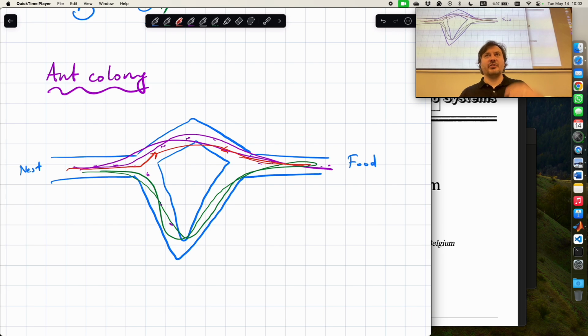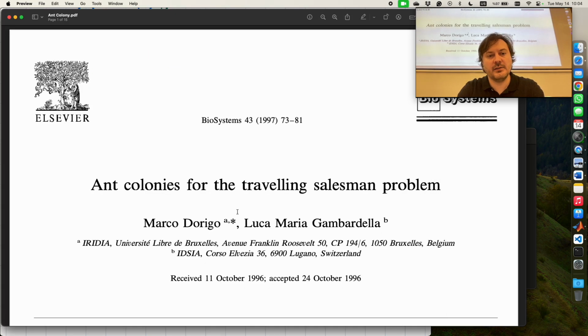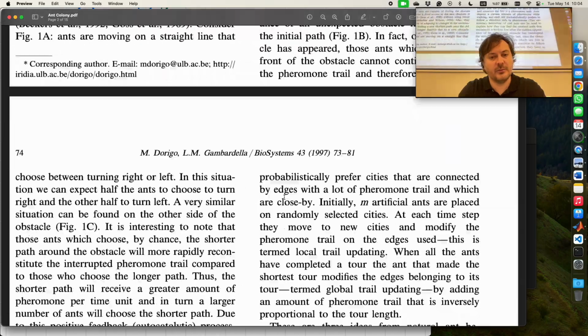So you can just run an ant over the cities on a random path to find the shortest distance with the traveling salesman. And then you release the other one, and it just follows the pheromone trail, etc. Does it make sense? So this is ant colonies for the traveling salesman, and it works like a charm.